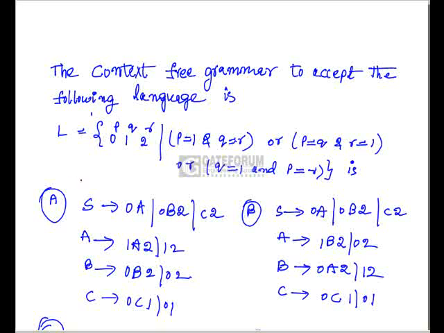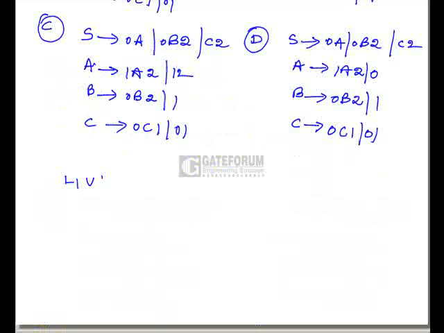So P is equal to Q. Here zeros and ones must be equal and 2 is only one. Or Q is equal to 1. Now the number of ones is 1 and zeros and twos are the same, P is equal to R. So for this we need to find a grammar. There are three languages here, L1 union L2 union L3, where L1 is P is equal to 1, Q is equal to R. L2 is P is equal to Q and R is equal to 1. L3 is Q is equal to 1 and P is equal to R.